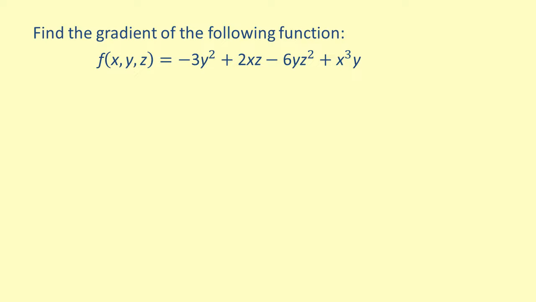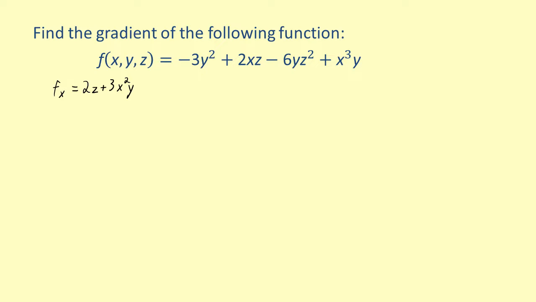First, we'll take the partial derivative with respect to x. Remember, this means that the variables y and z are not affected by taking the derivative and are considered to be constants or static values. So we have the partial derivative of f with respect to x equals 2z plus 3x squared y. So we can see here that the partial derivative with respect to x does exist.